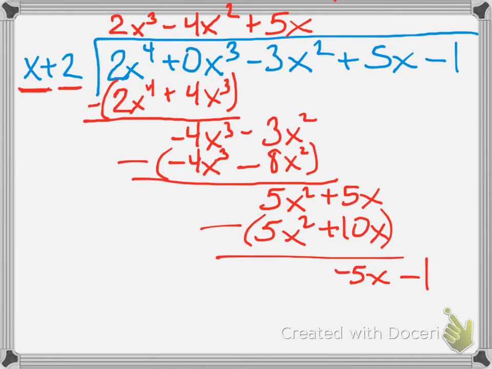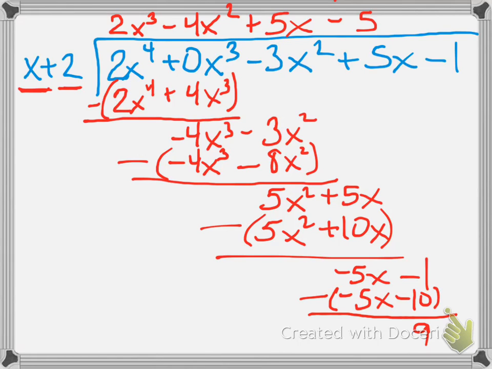From here, x goes into negative 5x, negative 5 times x is negative 5x. Negative 5 times 2 is negative 10. I'm going to subtract. Negative 1 minus negative 10 is the same as negative 1 plus 10, which gives me 9.